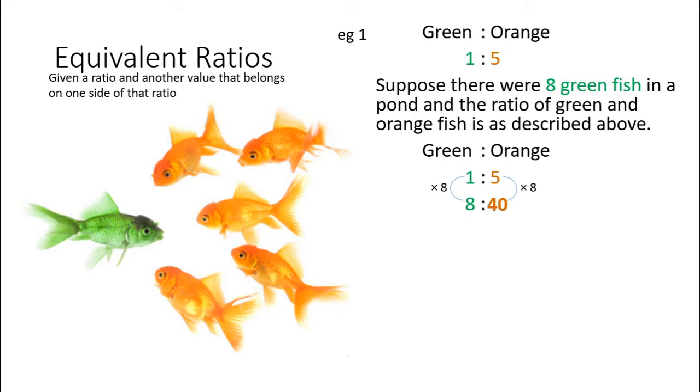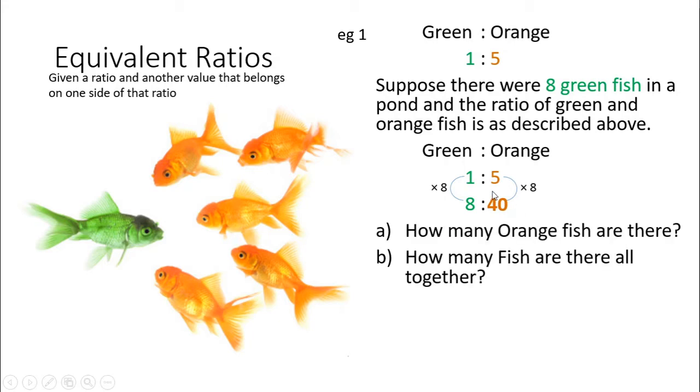Read the question carefully before you begin, as well as after you're finished, because they might not ask you what is the equivalent ratio. They might ask you something like this. How many orange fish are there? And how many fish are there altogether?